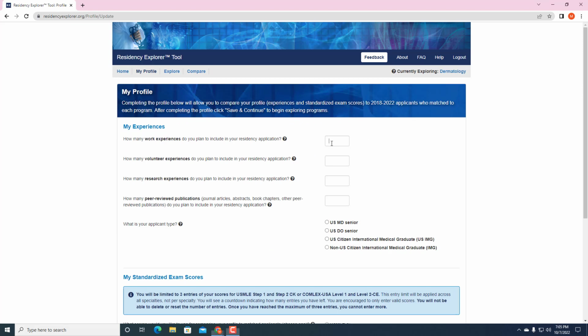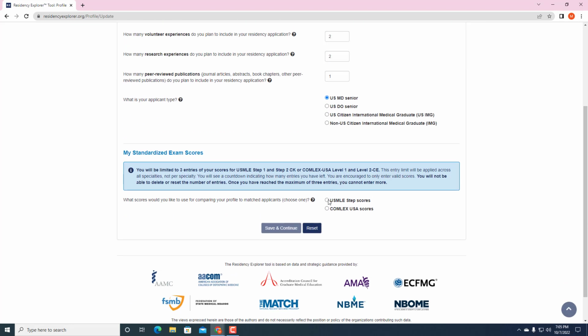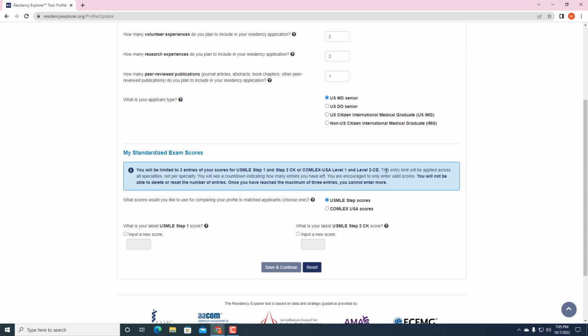The way this works is I put in that I've had 2 work experiences, 2 volunteer experiences, 2 research experiences, and 1 peer-reviewed publication. Say I'm a USMD senior, and then I have USMLE step scores. Med students are only allowed to do this 3 times, because they don't want you using this as a tool to figure out what kind of score you need. You can never enter it anymore after that. So what is your latest USMLE Step 1 score? You can input a new score there.